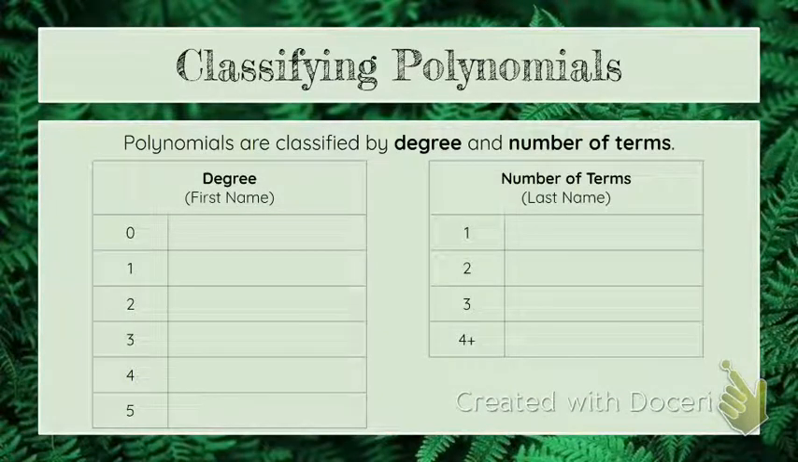And the final thing that we're going to talk about is how to classify polynomials. And polynomials are classified by degree and number of terms. So we said that degree is the highest exponent in a polynomial. So that's the biggest exponent in the whole thing. And the number of terms, remember terms are separated by addition and subtraction.